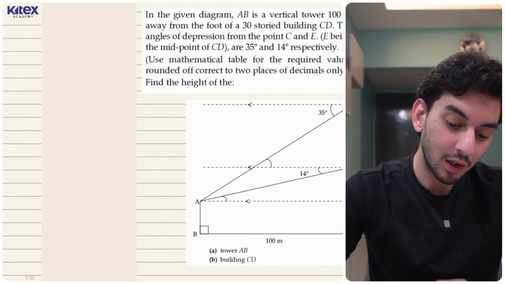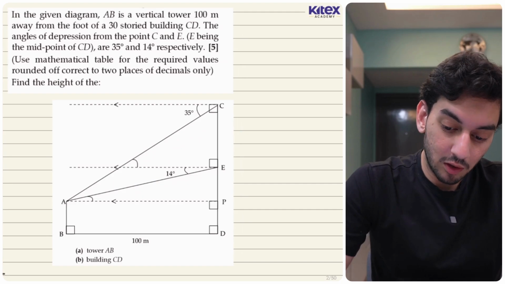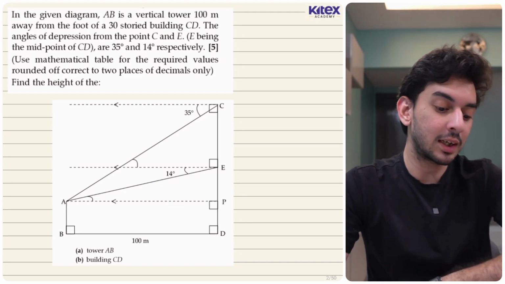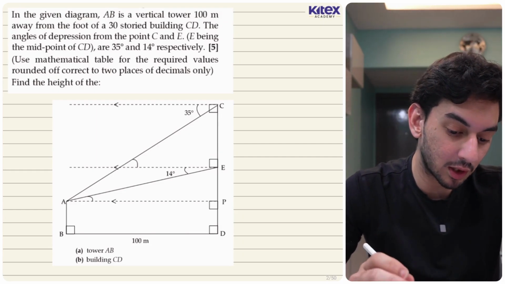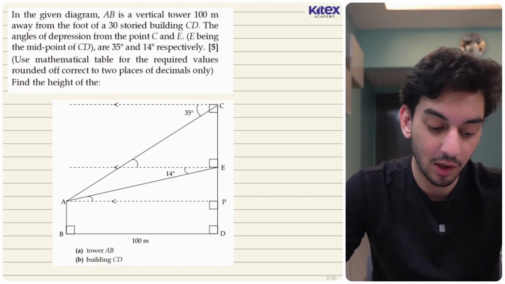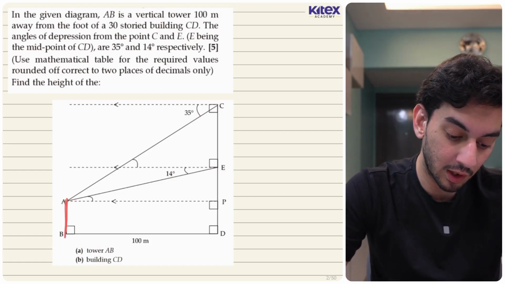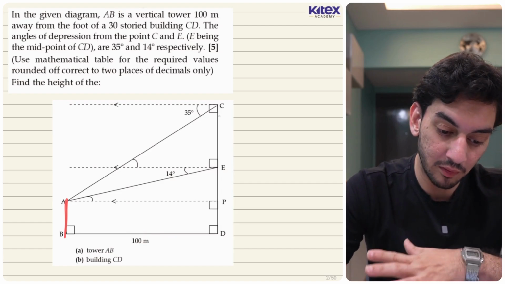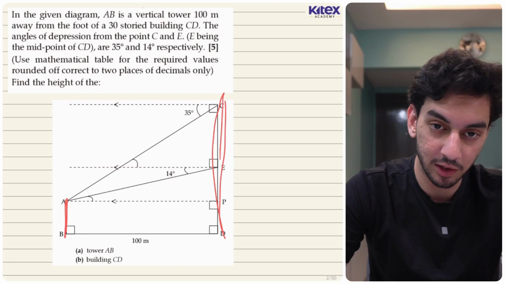Let's move ahead. The next question is from heights and distances, and let's see what it says. It says in the given diagram AB is a vertical tower 100 meter away from the foot of a 30-storied building CD. So here we have a vertical tower AB which is 100 meter away from a 30-storied building. So CD is the 30-storied building.